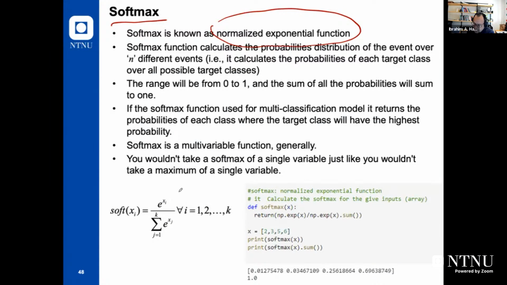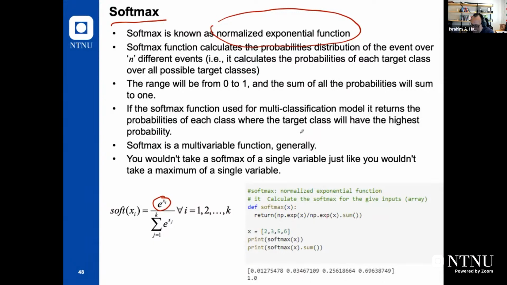So you will calculate that part, which is the probability that this image belongs to class 0, divided by all probabilities. So we should expect that you will get a number, and the summation of all those numbers will add to 1. So the range will be a number between 0 and 1, and the sum of all the probabilities will sum to 1 as well. If the softmax function is used for a multi-class classification model, it returns the probability for each class, where the target class will have the highest probability.